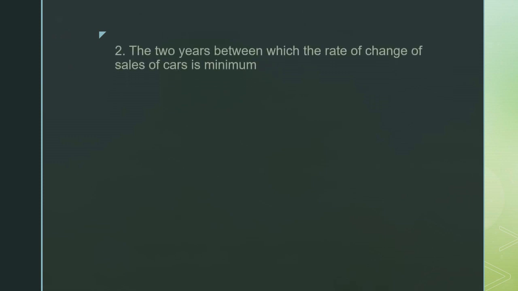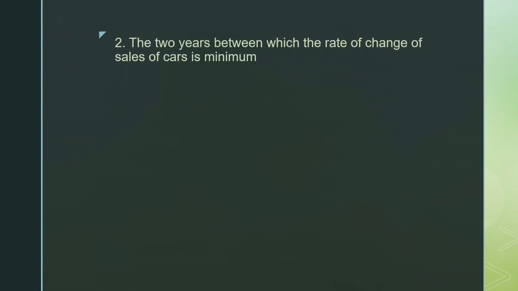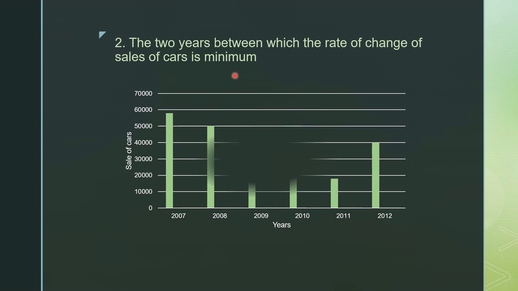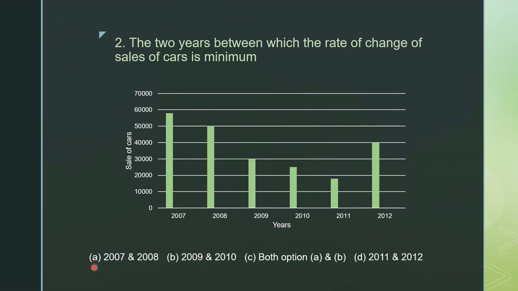Okay. Next question. The second question is, between which two years is the rate of change of sales of cars minimum? This is the bar graph and these are the 4 options. Option A 2007 and 2008, option B 2009 and 2010, option C both A and B, option D 2011 and 2012. So how do we calculate the rate of change of percentage, and then we can calculate the minimum value.